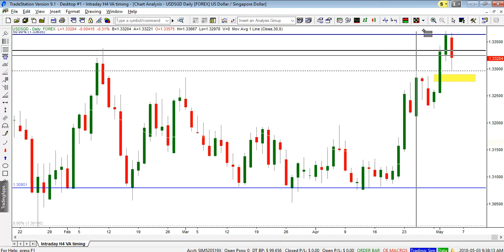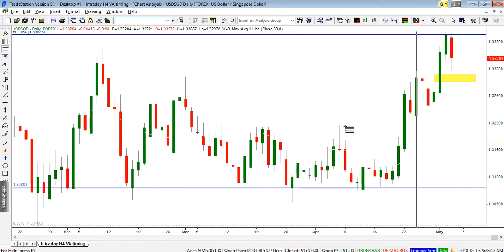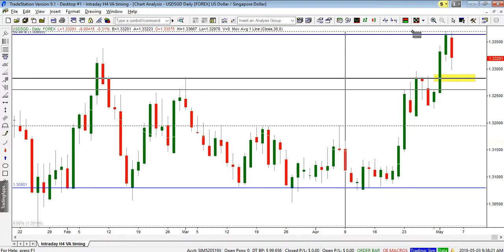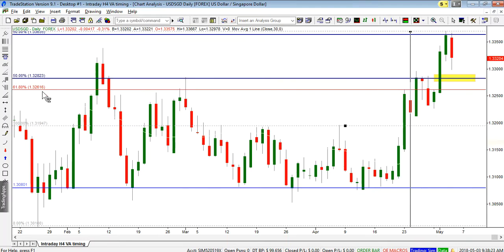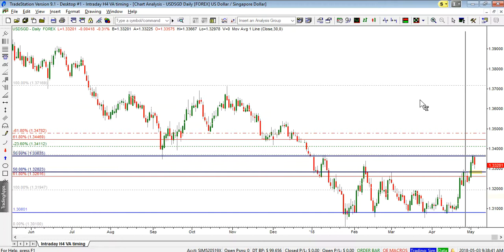Because this has failed, I'm going to use the same level here that we saw in the dollar index, the corresponding level, and that's the 132.82. This is very close in the US dollar Singapore dollar. It's a little bit farther in the dollar index, but this is what we could get here.